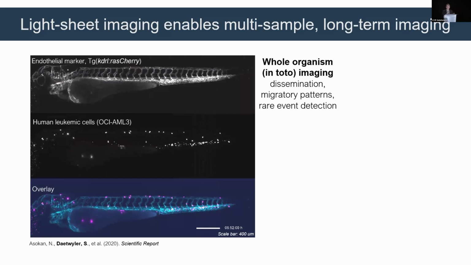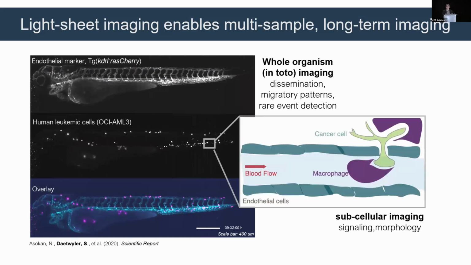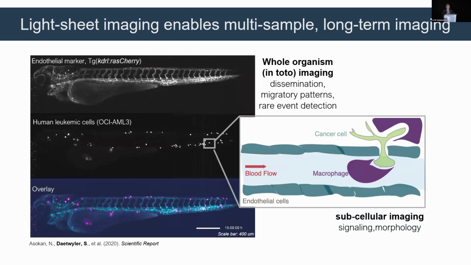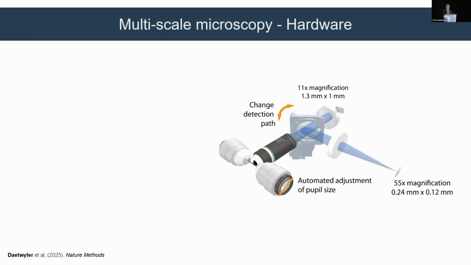But when I started my work with Reto Fiolka, I was really interested in what are actually those cells doing, what is their environment, how do they interact, what is their signaling, and that's why I came up with a plan to build a multi-scale microscope. And the basis for multi-scale microscopy lies partly in the detection. So we can very quickly flip in and out the flip mirror to change from 11x magnification to 55x magnification.